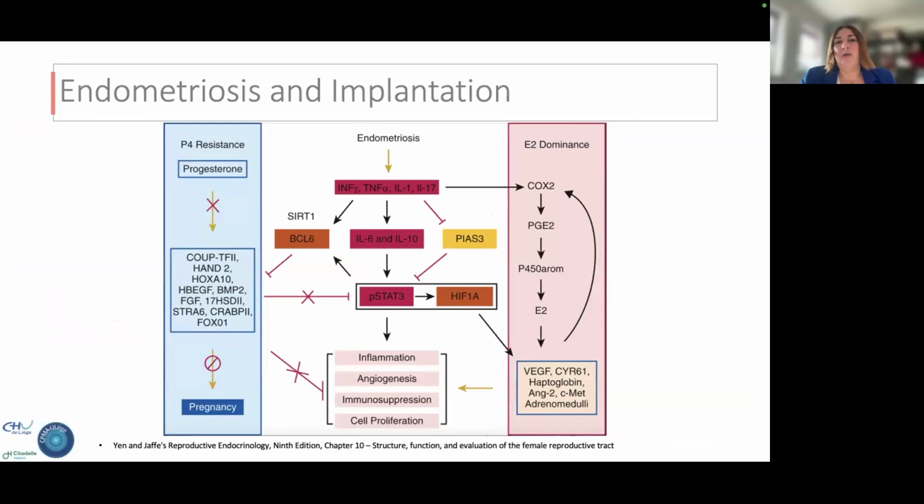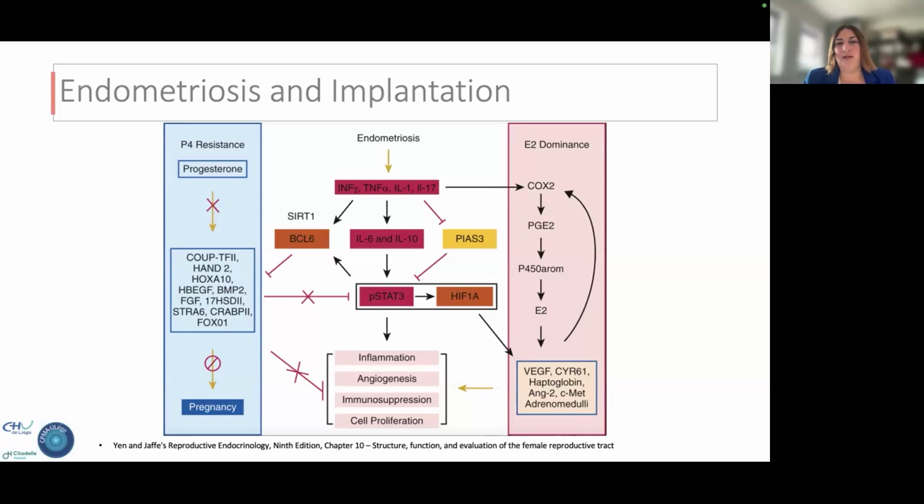And we know that endometriosis involves inflammatory cytokines like interleukin-1 and 17, but also TNF-alpha, which can increase COX-2, PGE2, and aromatase expression. And this triggers STAT3 activation, stabilizes HIF-1 alpha, and leads to a pro-oestrogenic environment with progesterone resistance. And this is also linked to HOXA10 dysregulation, as we have discussed earlier.